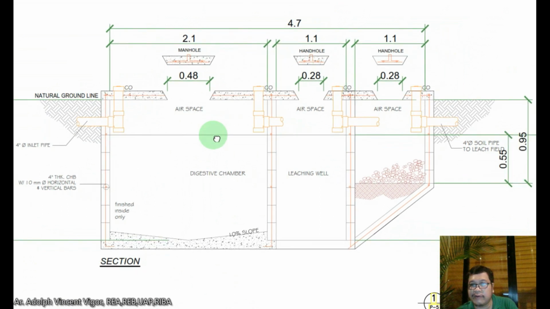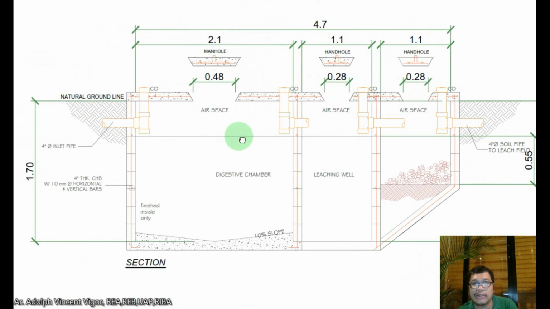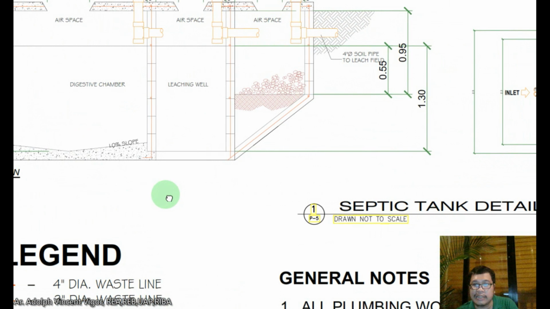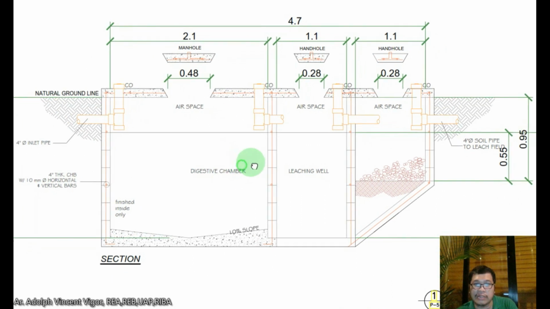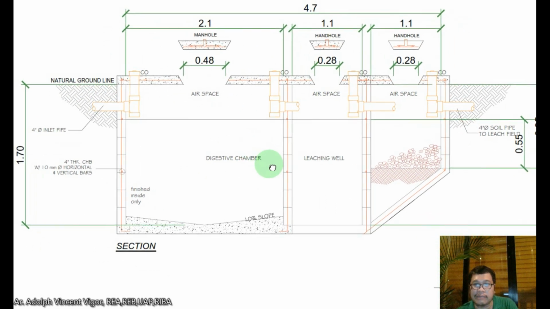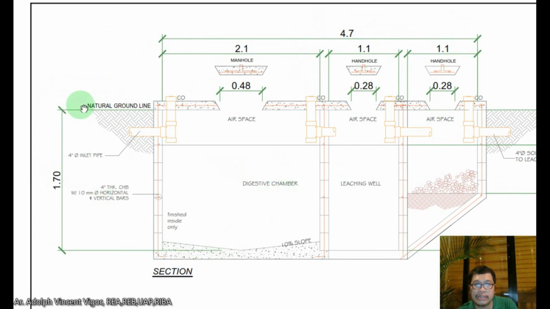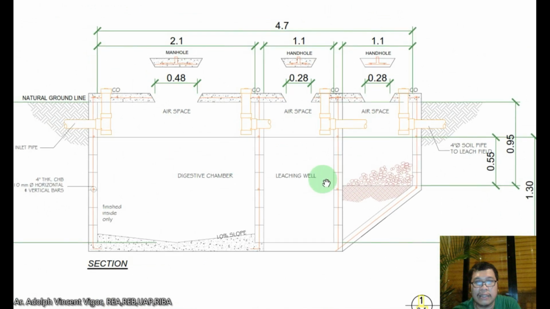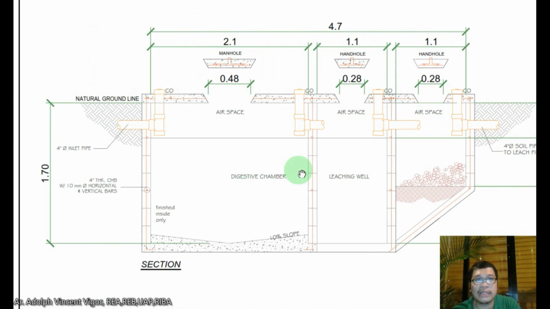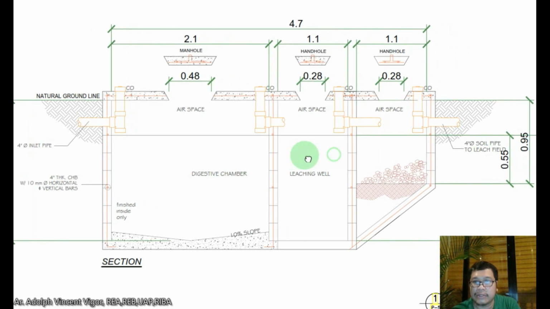Okay. Now we're finally on the detail for the septic tank. So septic tanks, class, I think the requirement now for subdivisions is the 3-chamber. So this is the detail of a 3-chamber septic tank. Okay, so this is an example, class, of a septic tank detail. So this is one of the details that you're going to draw in your plumbing plan. So this is really important.